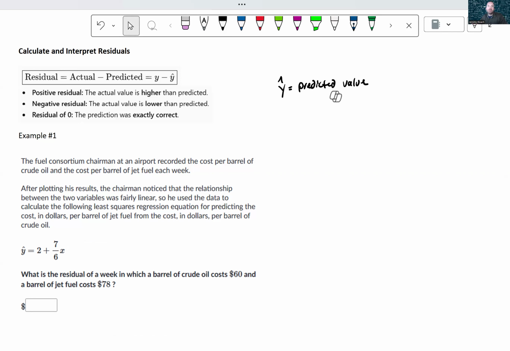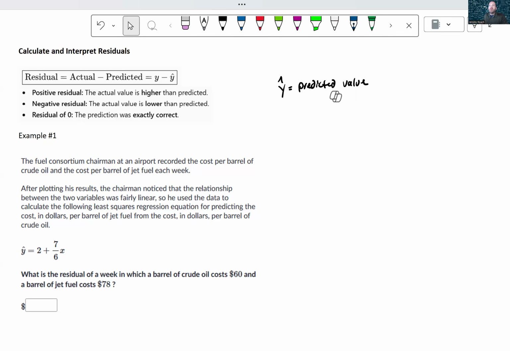It says the fuel consortium chairman at the airport recorded the cost per barrel of crude oil and the cost per barrel of jet fuel each week. After plotting his results, the chairman noticed that the relationship between the two variables was fairly linear. So he used the data to calculate the following least squares regression equation, or line of best fit, for predicting the cost in dollars per barrel of jet fuel from the cost in dollars per barrel of crude oil. And it says, what's the residual of a week in which a barrel of crude oil costs $60 and a barrel of jet fuel costs $78?